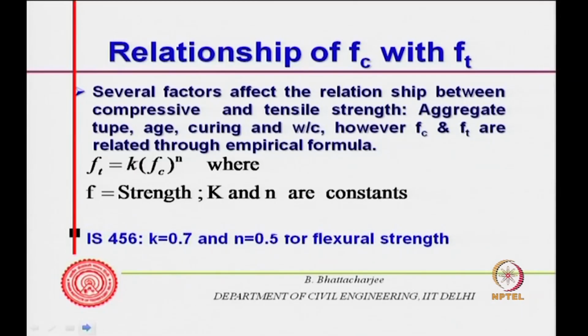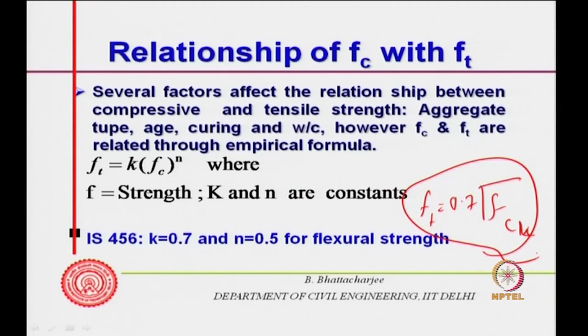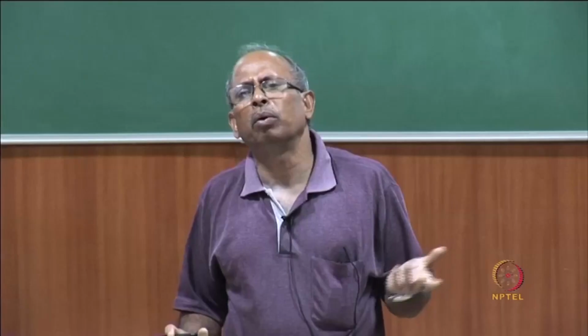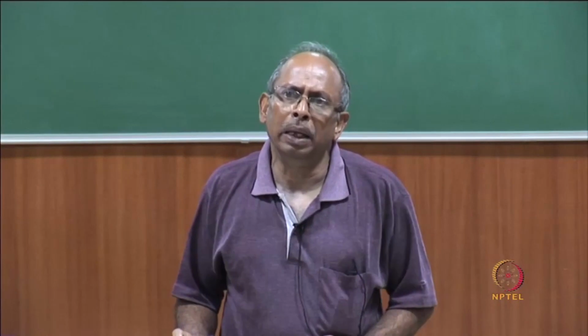Okay. So, IS 456 of course says K equals 0.7 and n equals 0.5 for flexural strength. So, F t is given as 0.7 under root F c k, where F c k is not F c, but the characteristic strength. This is largely for design purposes, a little bit of a conservative value it would be. So, for design purposes, this is what the Indian standard code gives you. All other codes have similar sorts of formulae available.